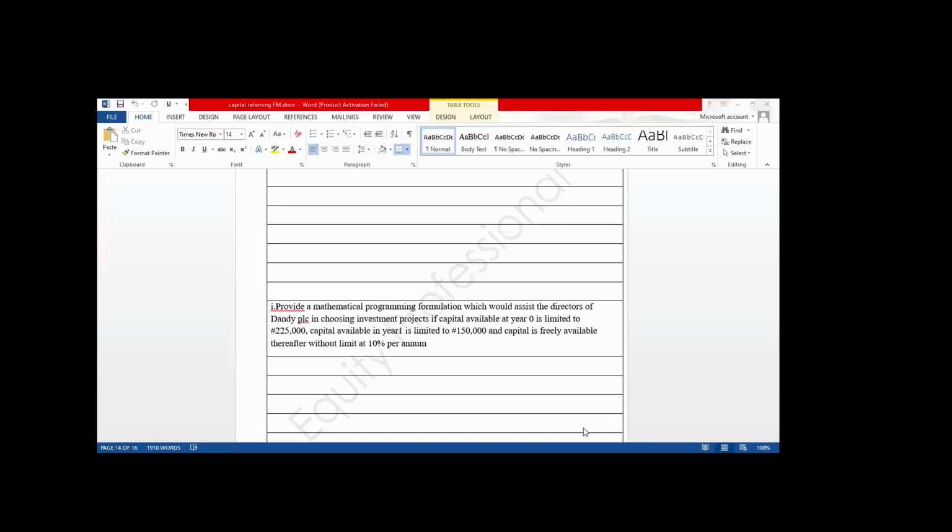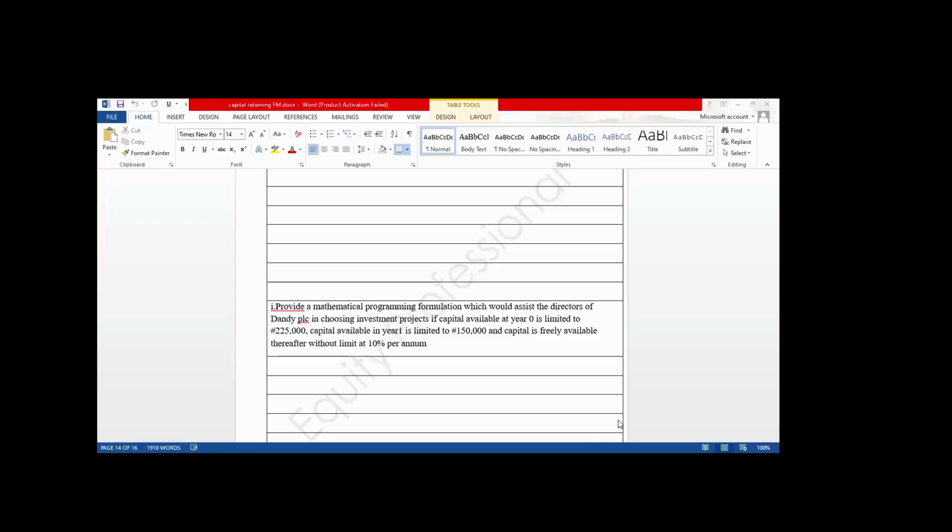We equally discuss multi-period capital rationing, a situation where capital shortage is expected for more than 1 year. And we said multi-period capital rationing is not within your syllabus. So we are not going to take questions on multi-period capital rationing.